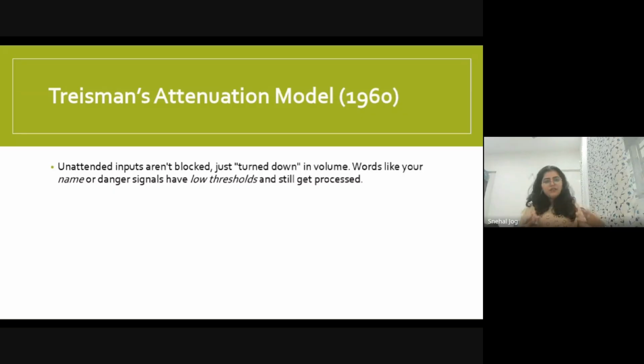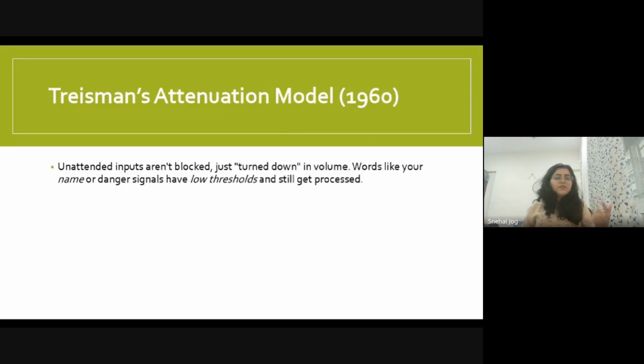For example, for me, the word chai, tea, has extremely low threshold. Even if I am taking a lecture or something, but somewhere, if someone says chai, I'll be like, wait, what? Someone mentioned tea, because obviously, that is a very low threshold word for me. Then how is it that I'm able to listen to it even when I was involved in something else?